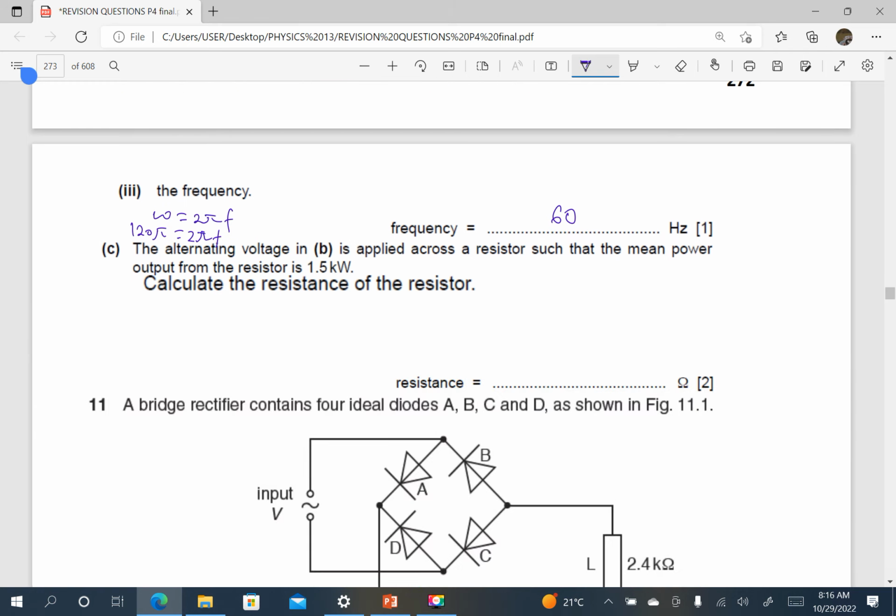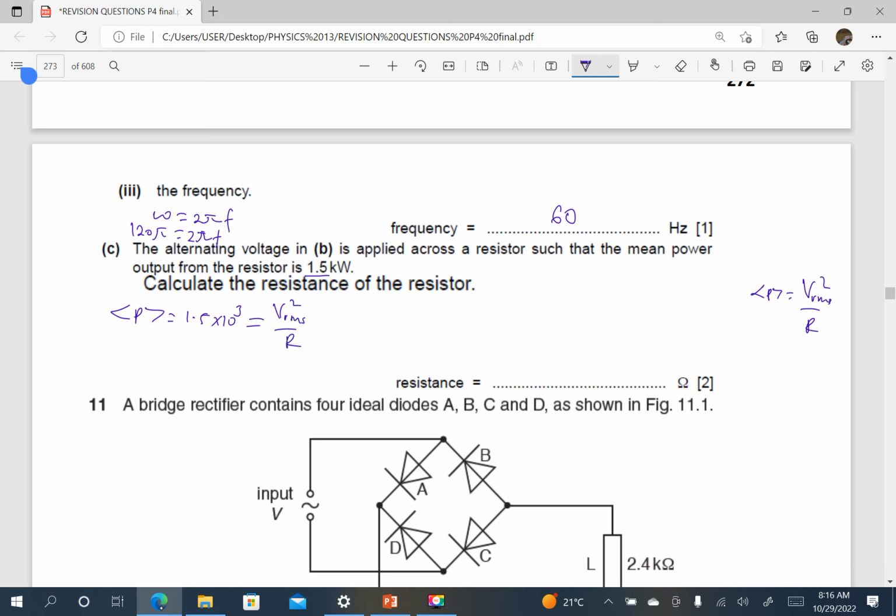And in part C, the alternating voltage in B is applied across a resistor such that the mean power output of the resistor is 1.5. So we want the average power to be 1.5 times 10 power 3 watts. But remember, average power is related to the root mean square value. So this is V root mean square squared over R. Instead of using V over R, because it is average for alternating, it is V root mean square. So this will be V root mean square squared divided by R.